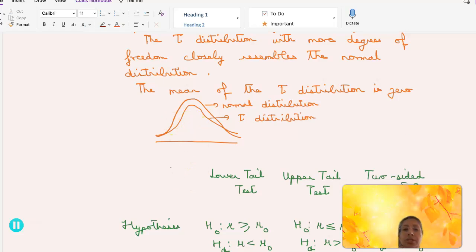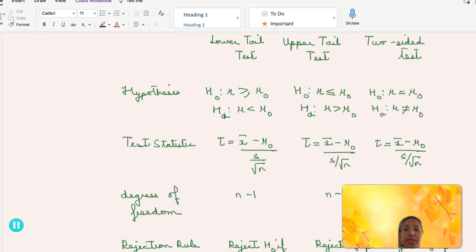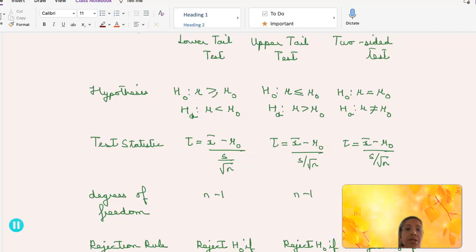Now we have the lower tail, upper tail, and the two-sided test, and there are some formulas which will help you to determine the values. So we have the null hypothesis, which is H0. For a lower tail test, mu is greater than or equal to mu naught, HA is mu less than mu naught. For an upper tail test, the hypothesis will be mu less than or equal to mu naught, and HA will be mu greater than mu naught. For a two-sided test, the null hypothesis is mu equal to mu naught, and the alternate hypothesis is mu not equal to mu naught.